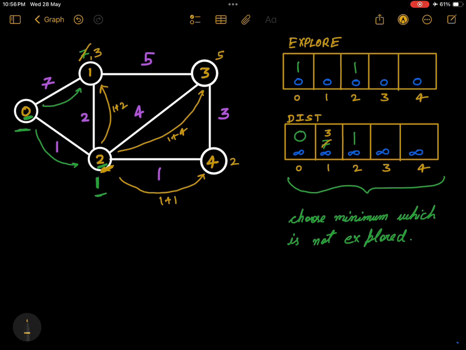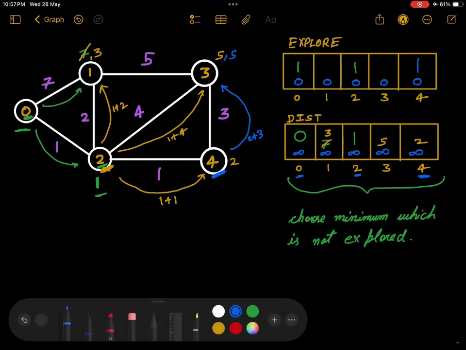So we got a new minimum distance for node number 1, which is 3. For node number 3 it will be 5. For node number 4 it will be 2. And node number 0 and 2 are already explored. Now we will again see the minimum distance node which is unexplored, which is node number 4. So we'll explore from node number 4 and we will go to node number 3, which will be a distance 2 plus 3, which is again 5. So it will remain the same.